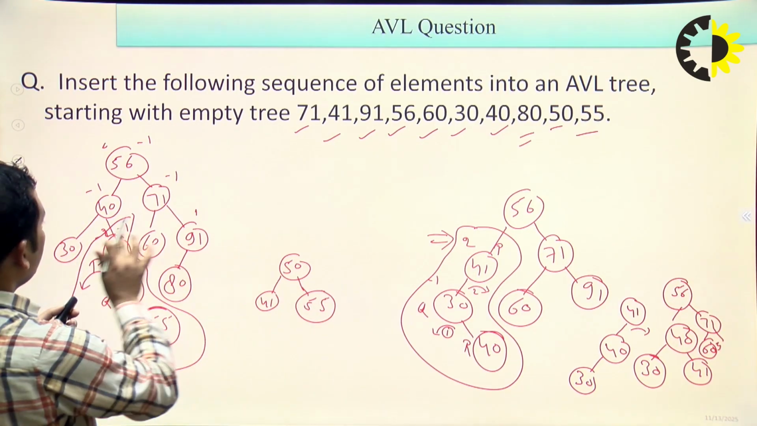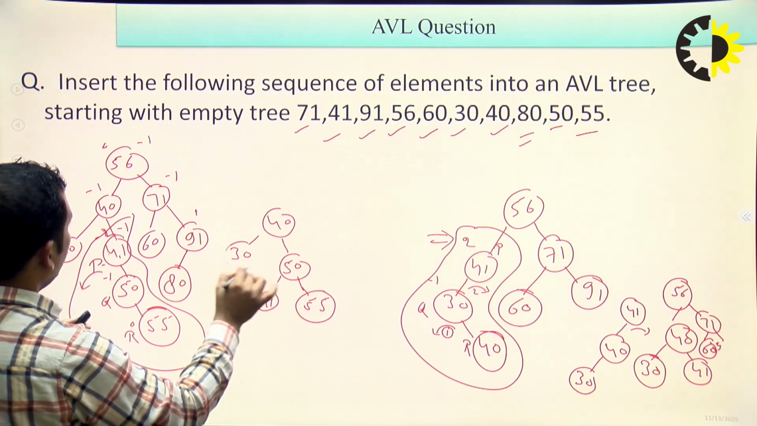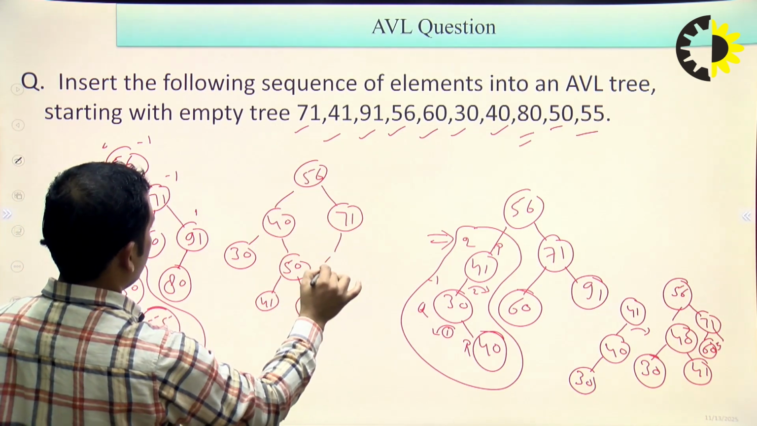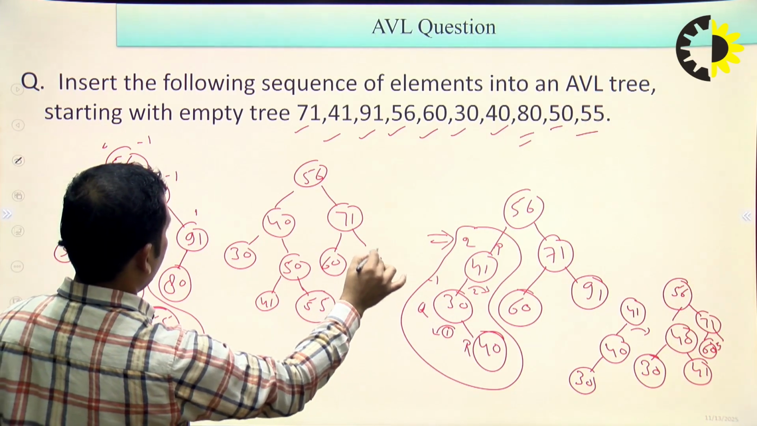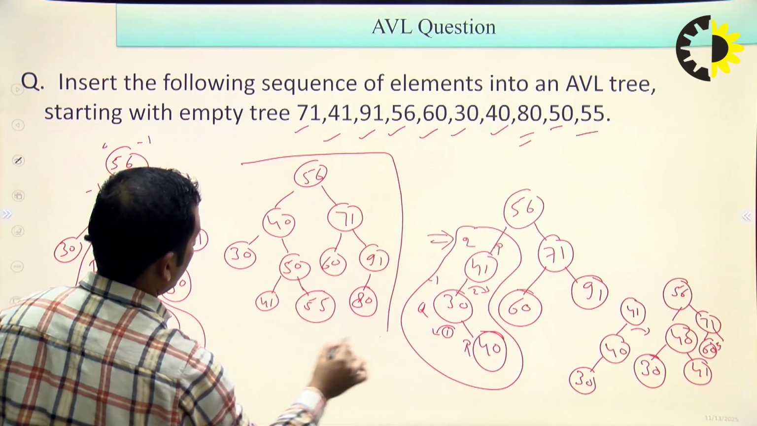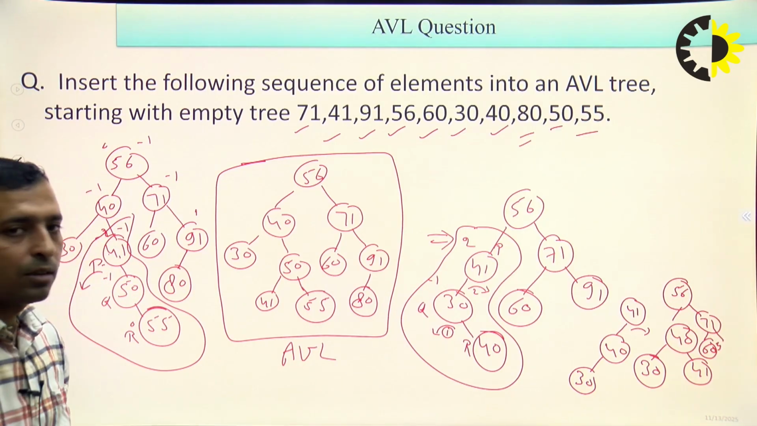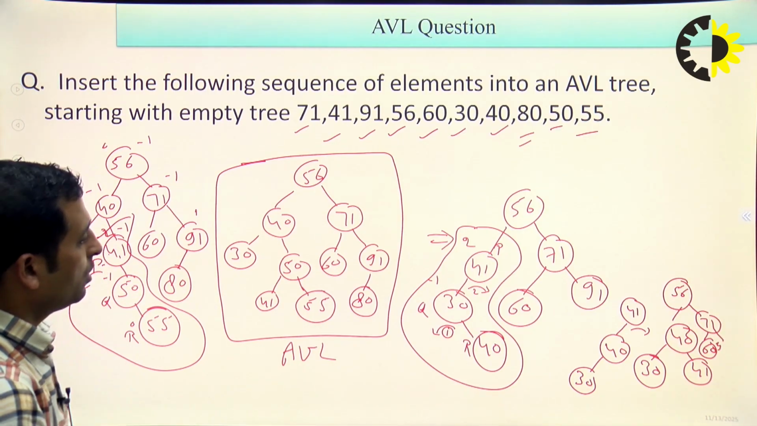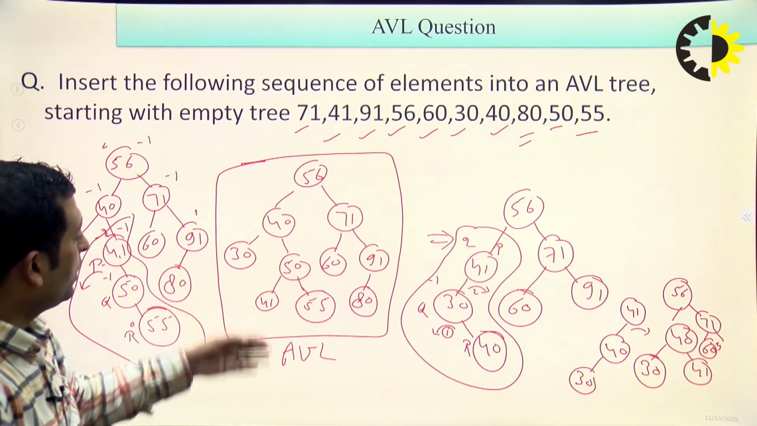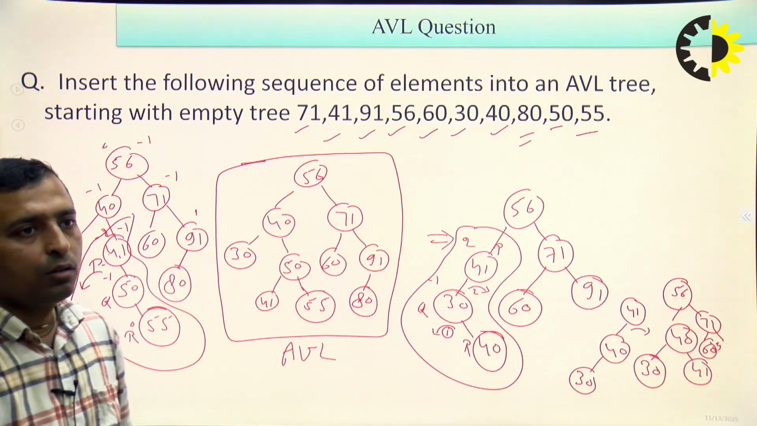Okay. Now attach all other nodes as they are, this is 40, this is 30, now this is 56, this is 71, here 60 and 91 and then 80. So our final AVL tree is this, which is the balanced BST. So in this we require different rotations, and by using different rotations we get the final AVL tree, which is the balanced BST. Okay, Jai Hind.